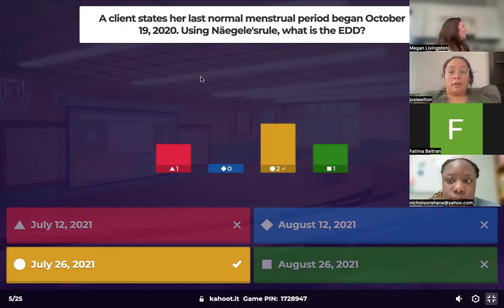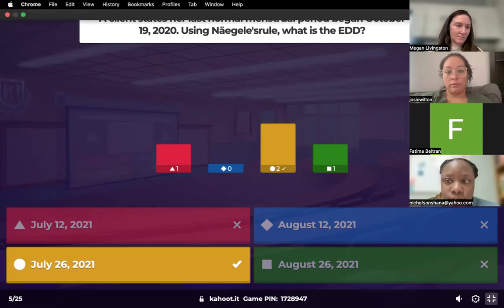Is Nagel's rule the definitive gold standard for determining gestational age? No, it's ultrasound. Correct. Yes, exactly. Great job. All right, moving on.